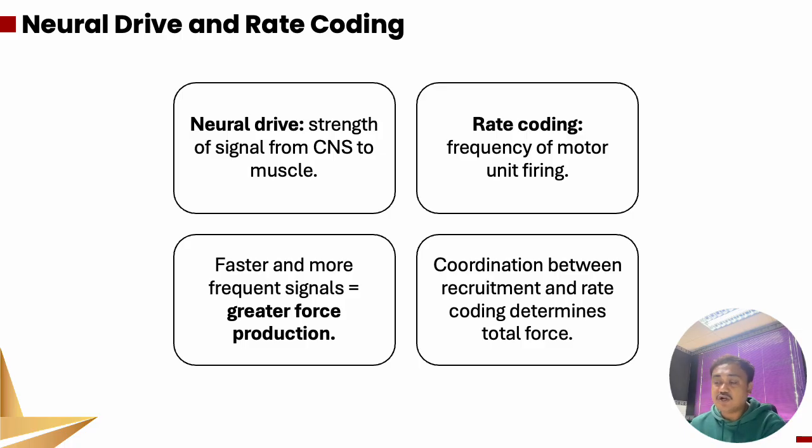Neural drive is basically the strength of the signal from your central nervous system. If you need more force, your brain sends a stronger message. Rate coding is about frequency, how quickly those signals are fired. The faster the signal, the stronger the contraction. When signals are sent more frequently, motor units fire more rapidly and force goes up. This coordination between recruiting more motor units and firing them faster is how your body controls total force output. The cool thing is, this all happens automatically in the background every time you move.